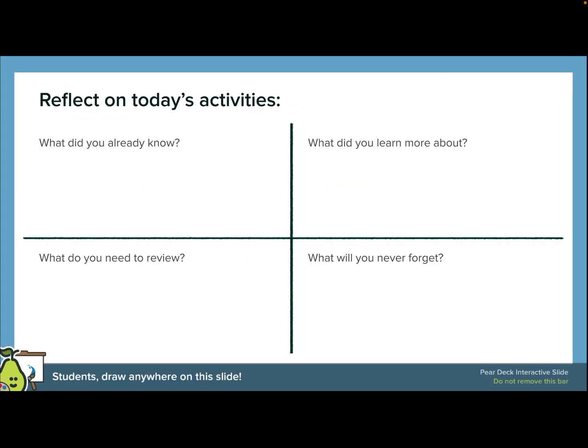So then you get asked this, and these are things you should reflect on. What did you already know? What did you learn more about? What do you need to review? And what will you never forget?